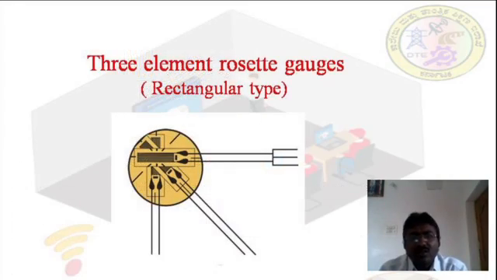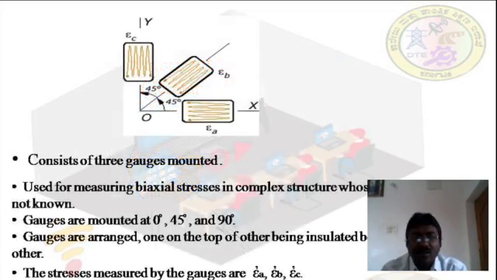The gauges are arranged one on the top of the other, being insulated between each other. In the figure you can see the three gauges are arranged one above the other at the angles 0 degree, 45 degree and 90 degree to the horizontal axis, and all the three gauges are insulated between each other. The strain measured by gauge 1 is strain 1, gauge 2 is strain 2, and gauge 3 is strain 3.